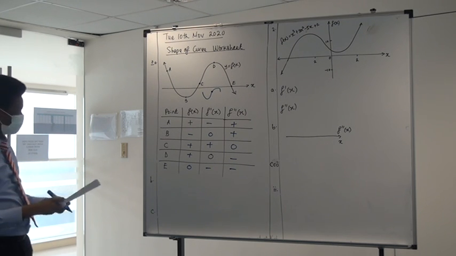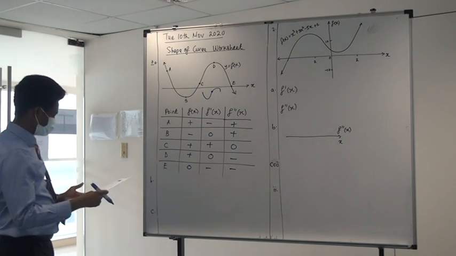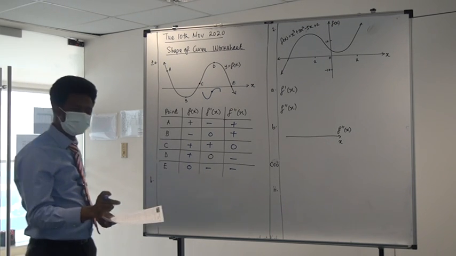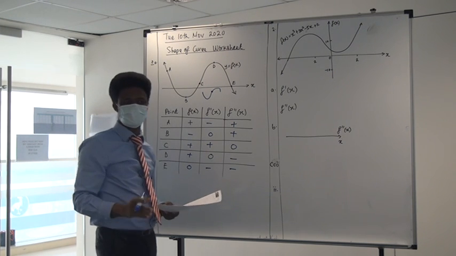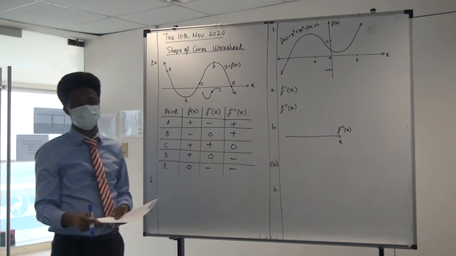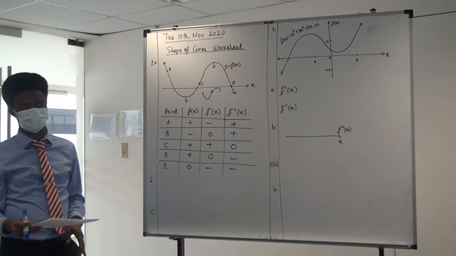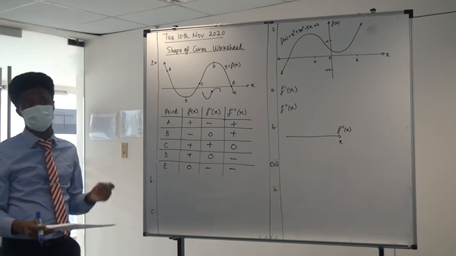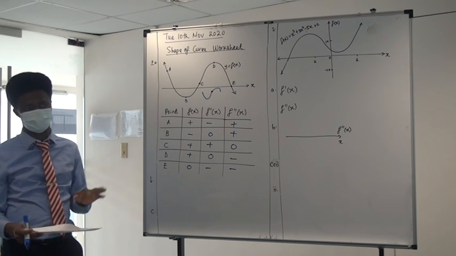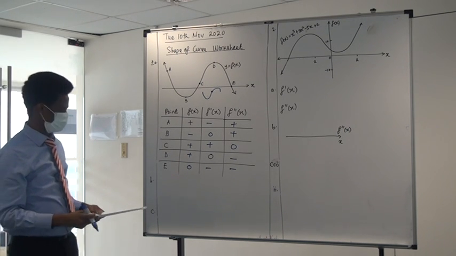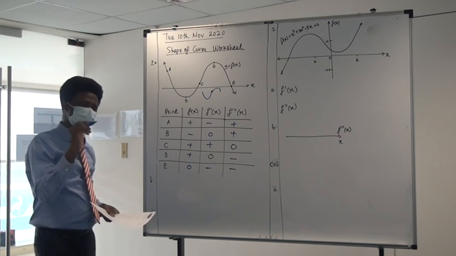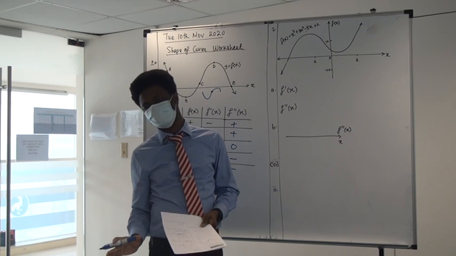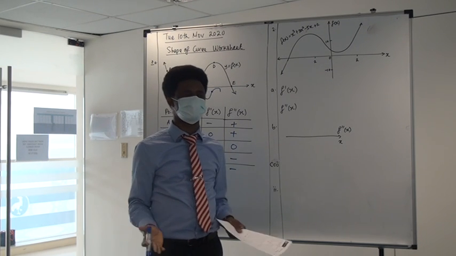Then the next question says, describe the turning point. There's a slight difference between turning point and stationary point. We're going to talk about that very soon in stationary point. Every stationary point is not necessarily a turning point, but every turning point is a stationary point. We'll talk about that in a bit. Describe the turning point. So when we're talking about turning point, we're talking about maximum, minimum. But when we're talking about stationary point, it includes the point of inflection.